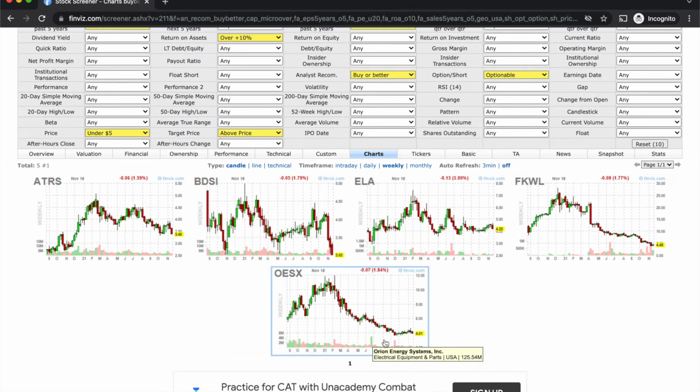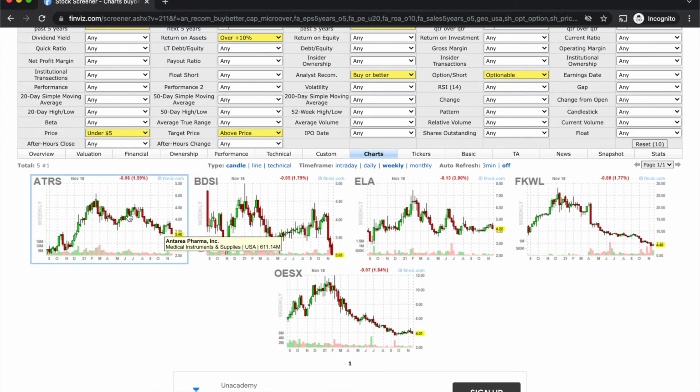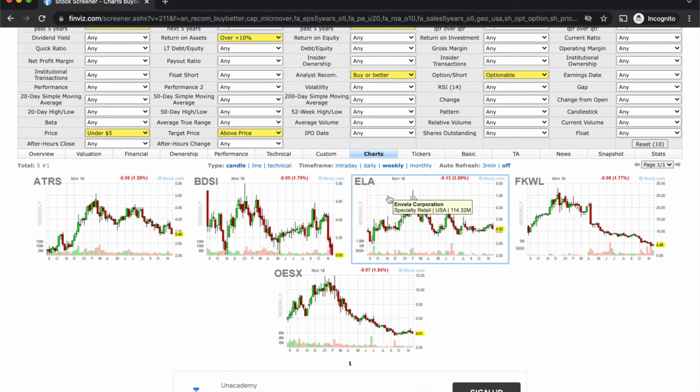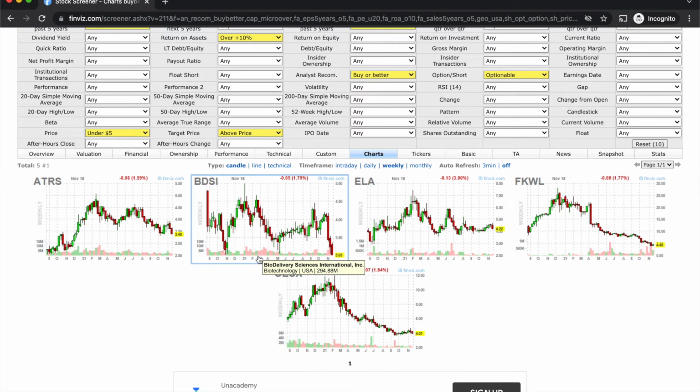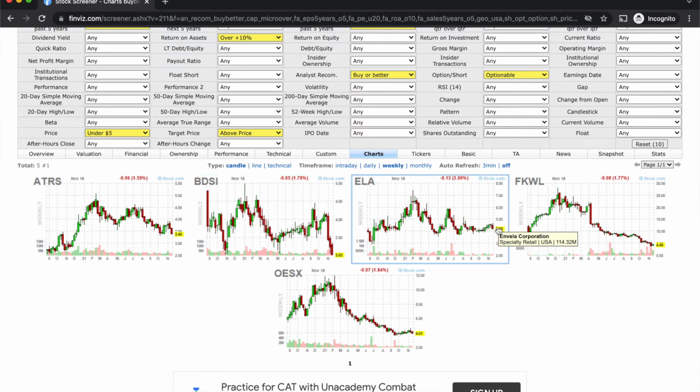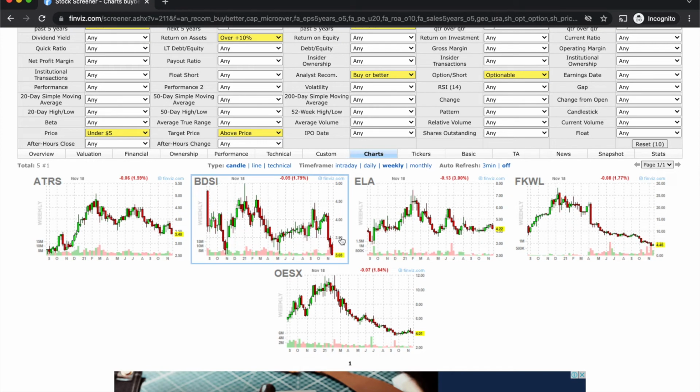OESX, again, we can consider, the reason being that it was in a downtrend, but now it's consolidating. And ATRS definitely is close to a consolidation, but I would still wait to see some upward movement because it's in a slight downtrend. So for me right now, BDSI and ELA would be technically good setups because they are trading at significant support levels. This is a strong support, once, twice, third time consolidating at the same level. So this is not trending downwards anymore. These are sideways consolidations hitting a very strong support. So as soon as we see a reversal pattern here, we can get into that trade.